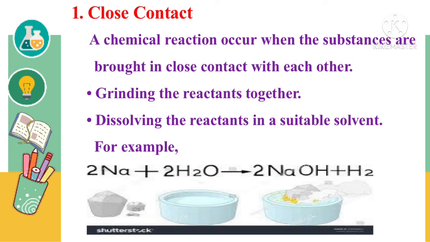A chemical reaction occurs when the substances are brought in close contact with each other. It means the reaction is only possible when the reactants are very close to each other. If they are far apart from each other, then the reaction is not possible, and this can be done by grinding the reactants together or dissolving the reactants in a suitable solvent. For example, when sodium is added to water, there is a formation of sodium hydroxide and a release of hydrogen gas. So it is only possible when we dissolve sodium in water.